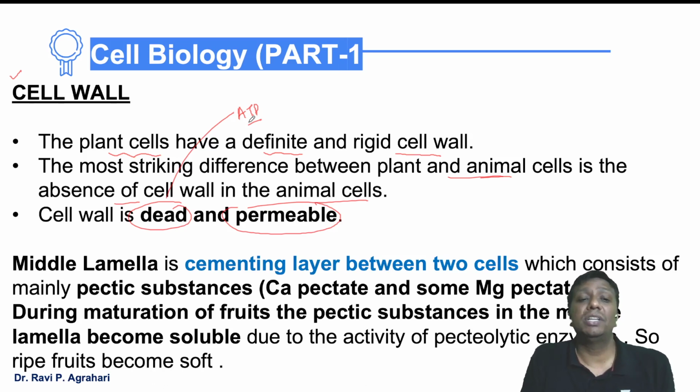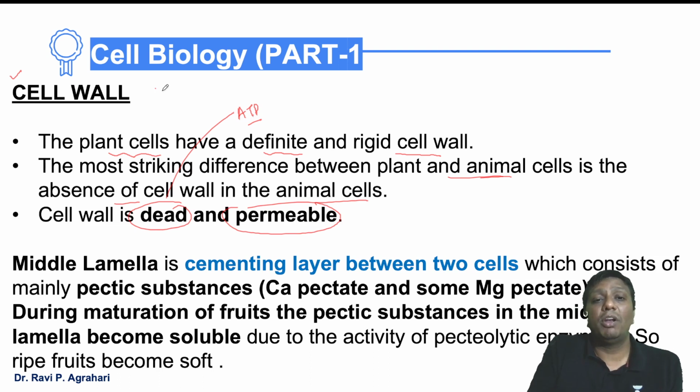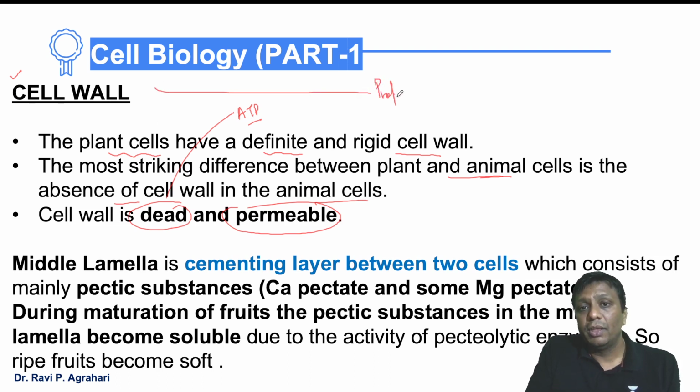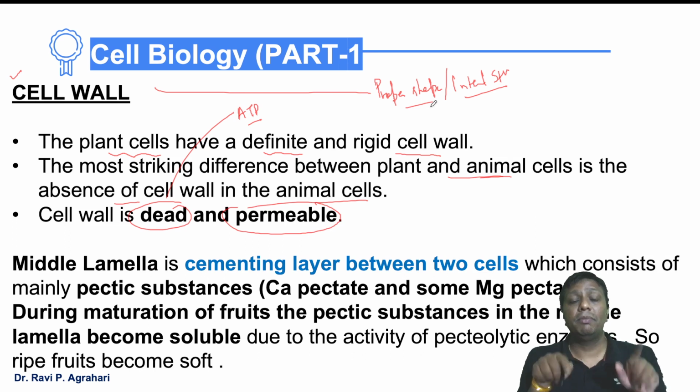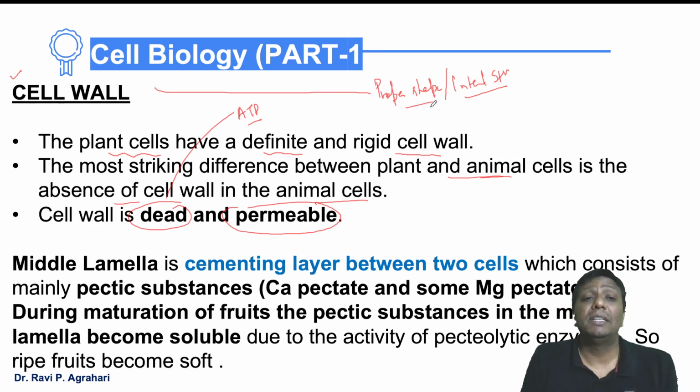Okay everyone, what is the feature of the cell wall? I'll tell you guys. Cell wall provides a proper shape to the cell. On one side it provides a proper shape to the cell, and on the second side it also protects the internal structure of the cell. Internal structure means the cell organelles, mitochondria, Golgi bodies, a lot of things are there. It protects them.